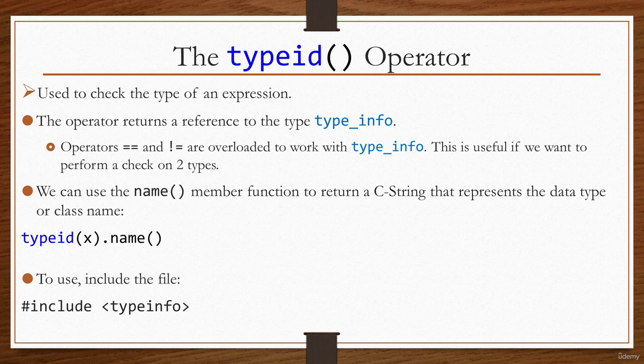Now we can also use the name member function to return a C string that will represent the data type or class name. That is useful if you want to actually print out the name of a particular type. But as I mentioned, we can also do comparisons with the typeid operator. And to use it, we will include the file typeinfo, because that is where the type_info type is declared.